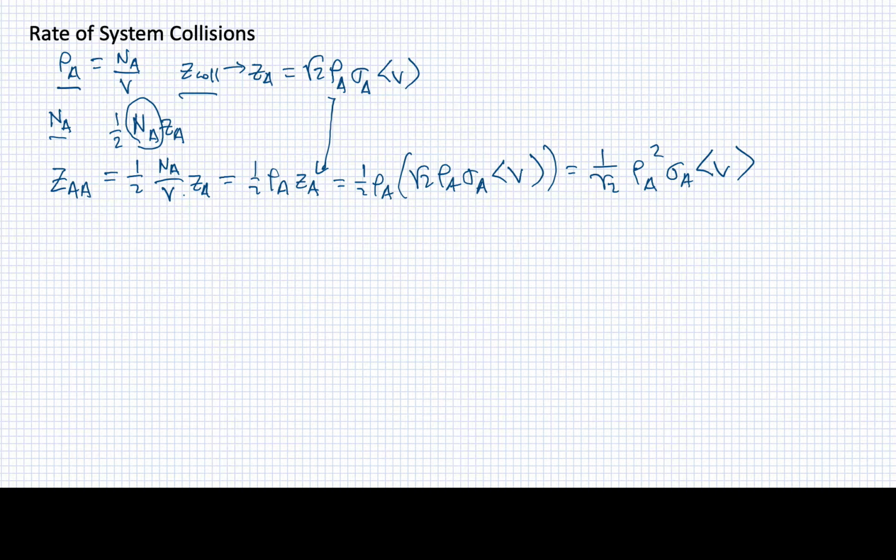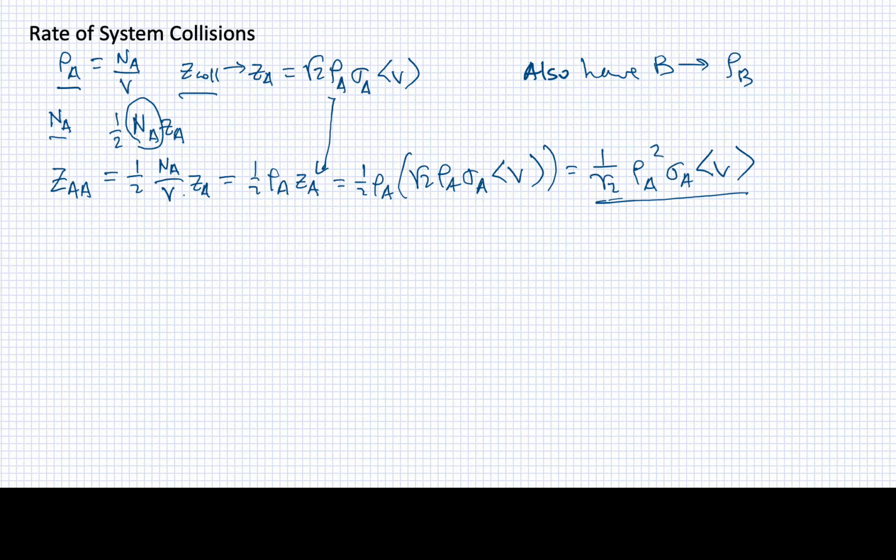All right, now the reason I go through this to get to this point is not because I'm all that interested in molecules of A colliding with other molecules of A, but I'm interested in what if I have a different kind of molecule there? What if I also have molecules of B and they have a number density of rho B? What would this look like then?